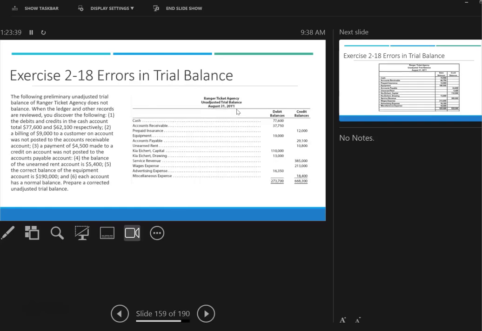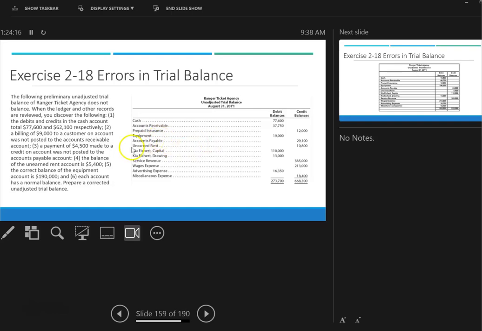There can be errors on the balance sheet. Now, what they're trying to get at in this scenario is that the guy messed it up. It doesn't balance. One says $273,700 debits. One says credit balances of $668. Okay, guys, I can just look and see some things are wrong. Prepaid insurance is an asset. What's it doing on the credit side? Wouldn't that be a mistake?